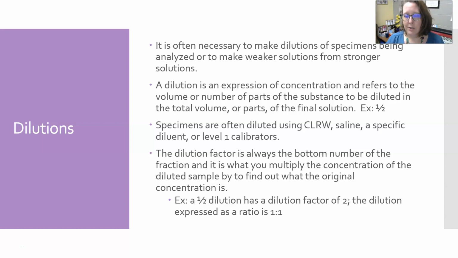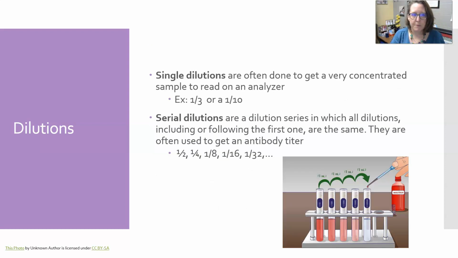If you express the dilution as a ratio, this specific one would have been 1 to 1, because you mixed 1 part of serum, or 1 ml of serum, to 1 part of saline, or 1 ml of saline. So when you write it as a ratio, it's what you're mixing. When you write it as a fraction, it's the initial part, what you're starting with, over the total volume, the total amount of parts.